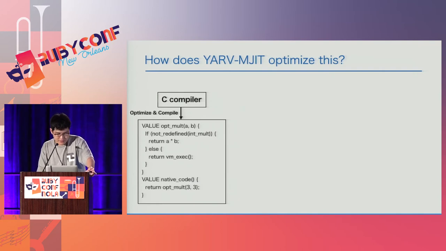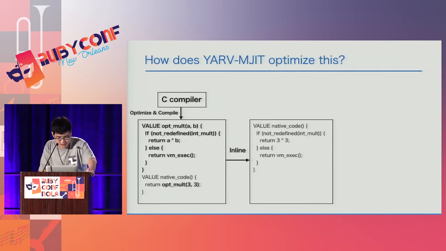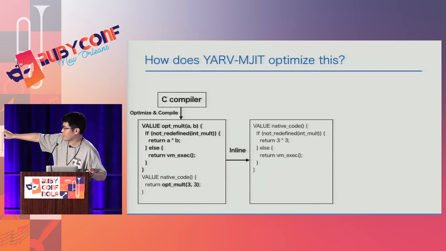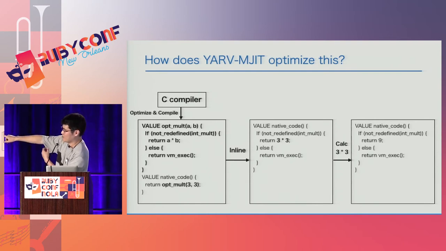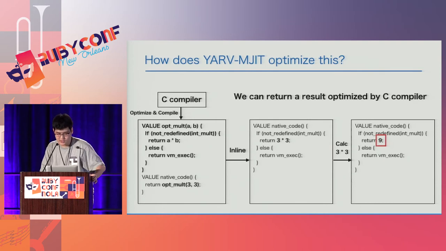So the C compiler compiles this source code, and the method definition of optimized mult is included in this source code, so it's inlined in this way by the C compiler. And as 3 and 3 are provided in this source code, 3 multiplied by 3 is calculated beforehand, before execution. Also, a notable thing is that it checks for method redefinition properly. So it really works, and we can return the optimized result. It's optimized by the C compiler.